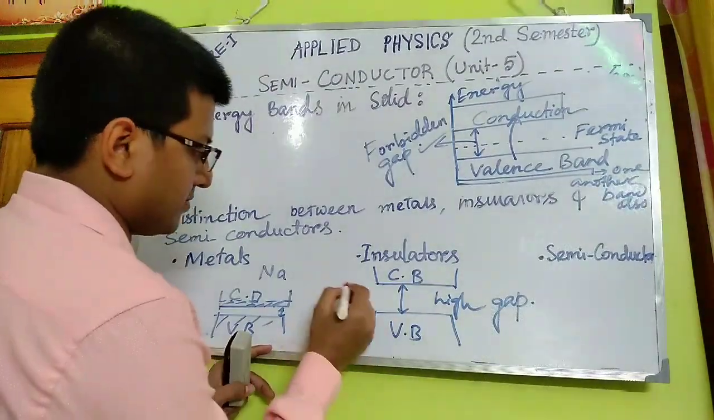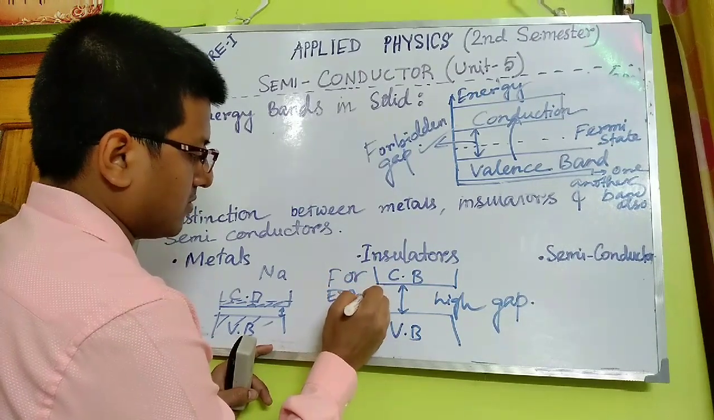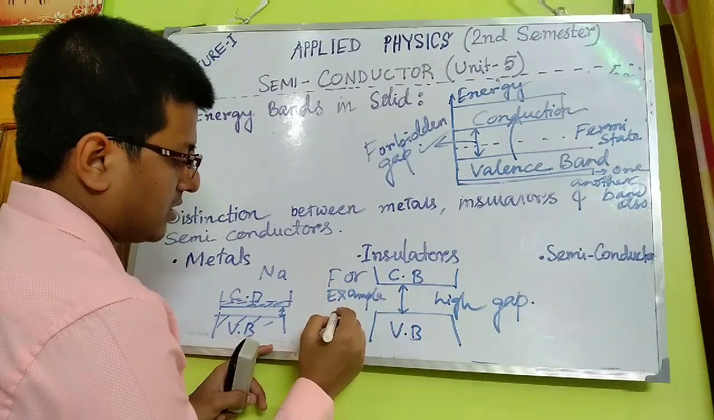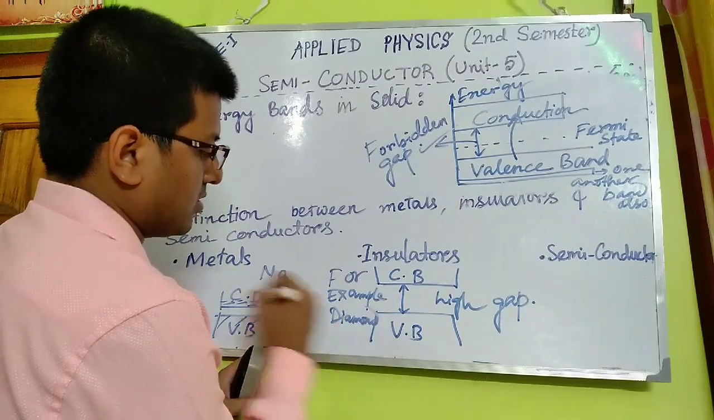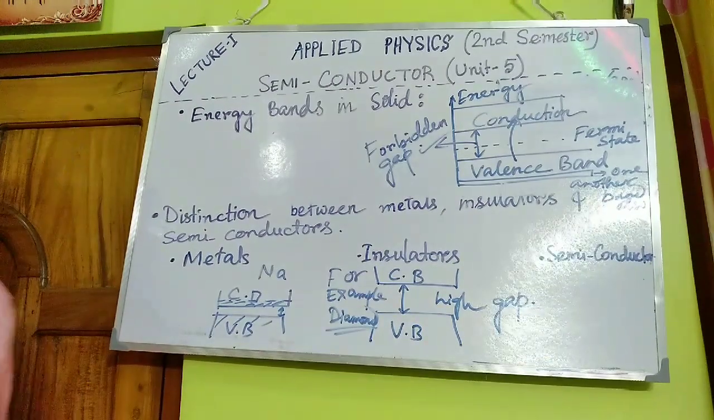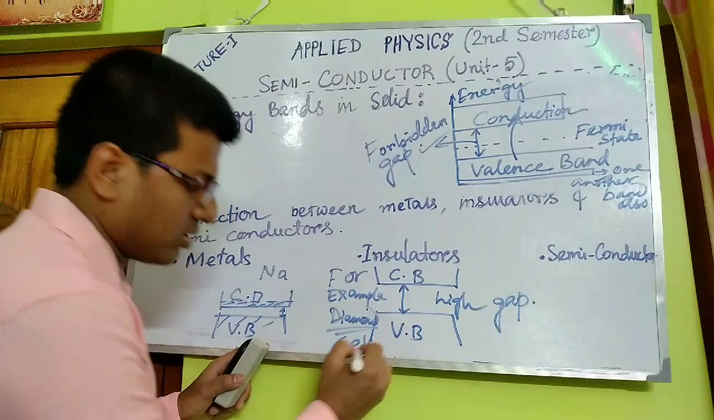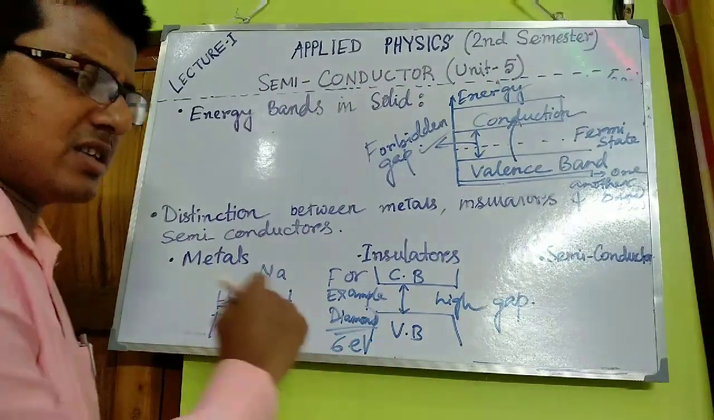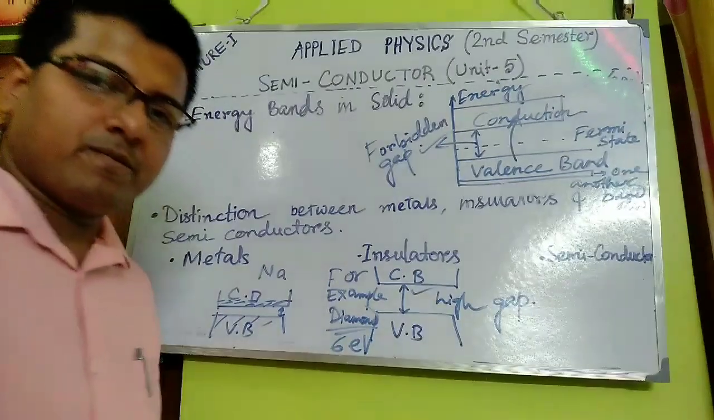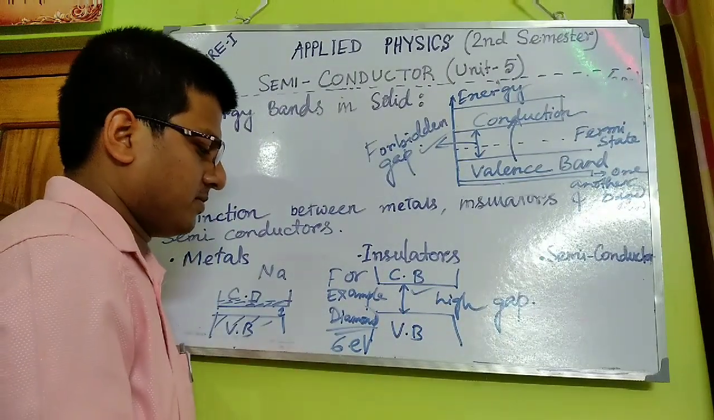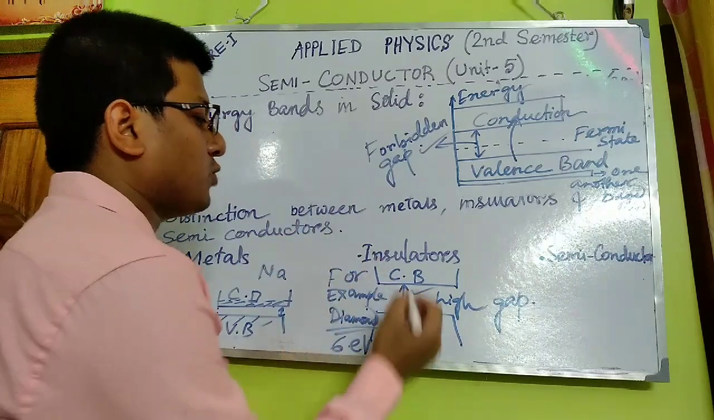For example, diamond, which has 6 electron volt. All of you know that electron volt is the unit of energy. So 6 electron volt is the forbidden gap. If one electron takes 6 electron volt, then it can jump to the conduction band.